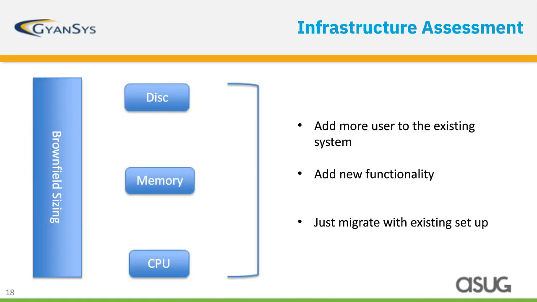Infrastructure assessment, or brownfield sizing, is applicable to any brownfield or greenfield. Three things we look at: disk, memory, and the CPU. I think I've covered this already. You are adding more users to the existing system, adding new functionality, or just migrating to the existing setup. So these are three combinations. We take the number of users, the current memory, the compression factor you're expecting, and the throughput expected. All those factors go in and give you a final figure for disk, memory, and CPU. That's the infrastructure assessment.